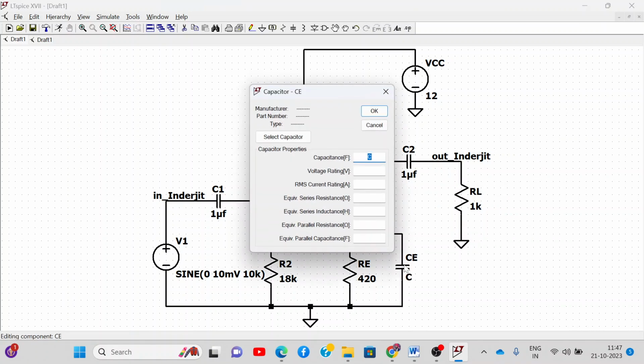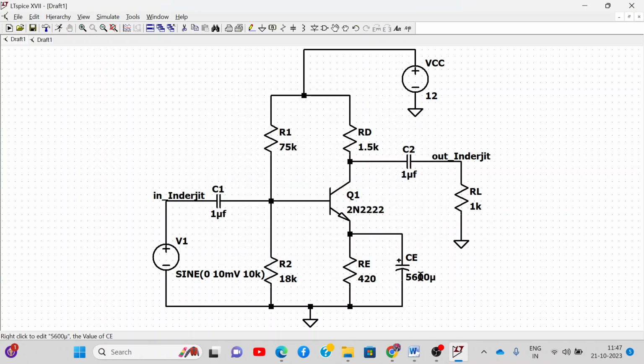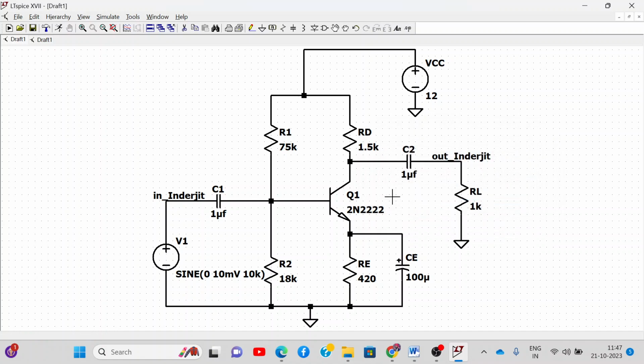One more thing I forgot. This has to be electrolytic. So right click on it, select capacitor, scroll down, search for AL electrolytic, select any value. Okay, and then enter the change, put it as around, let's say, 100. I want 100. Got it? How to select electrolytic capacitor?